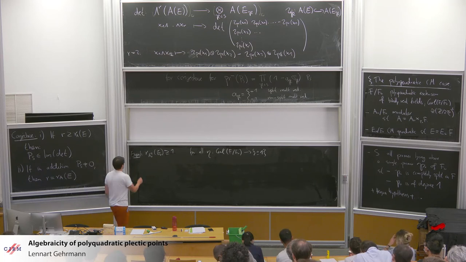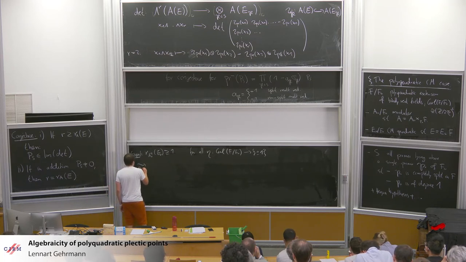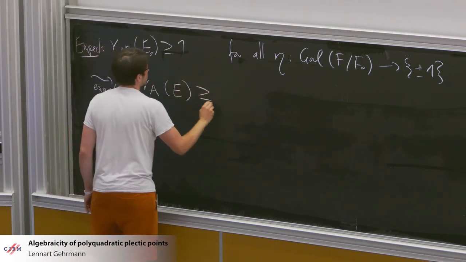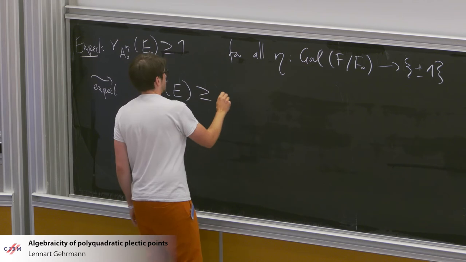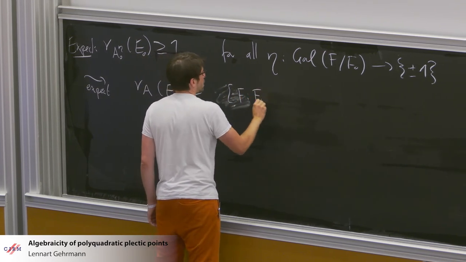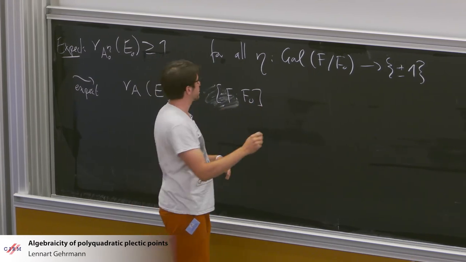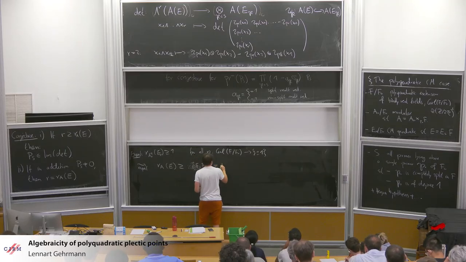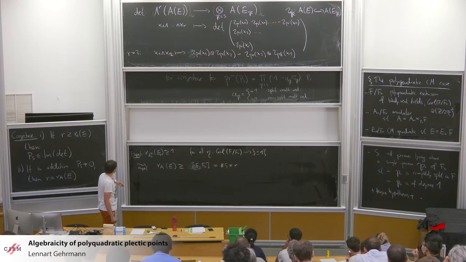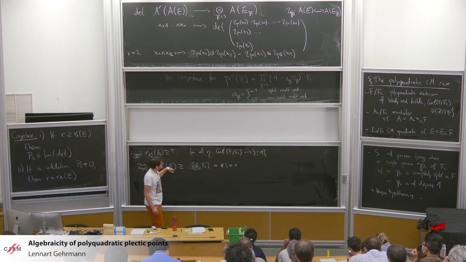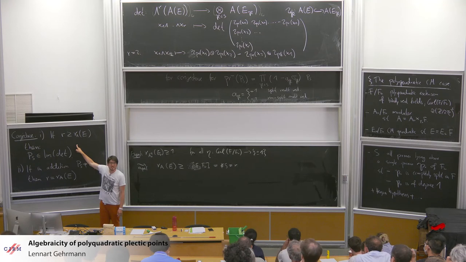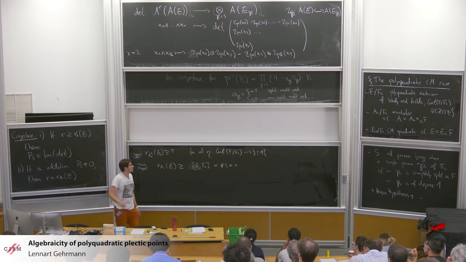So you also expect then that the rank of A over E is greater than or equal to this degree of F over F_0. But because our prime is completely split, this is the same as the size of S, which is our r. So we are in a situation where we expect that the rank is greater than or equal to r. And then by our conjecture, we expect our point to be actually in the image of the determinant.